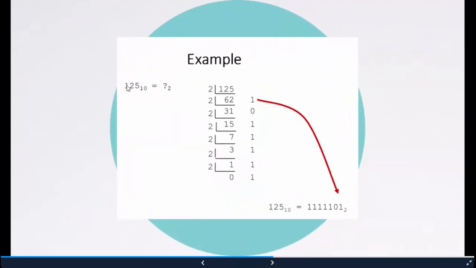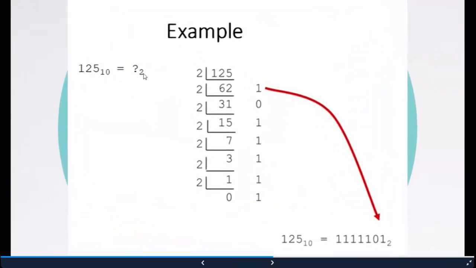We have here 125 decimal to binary. How do we do that? We divide it by 2. Because it's binary, it's base 2, that's why we divide it by 2. 125 divided by 2, and what's the answer? It's going to be 62, and there's a remainder 1. You keep track of the remainder, and then 62 divided by 2, the answer is 31. There's no remainder, so you make it 0.